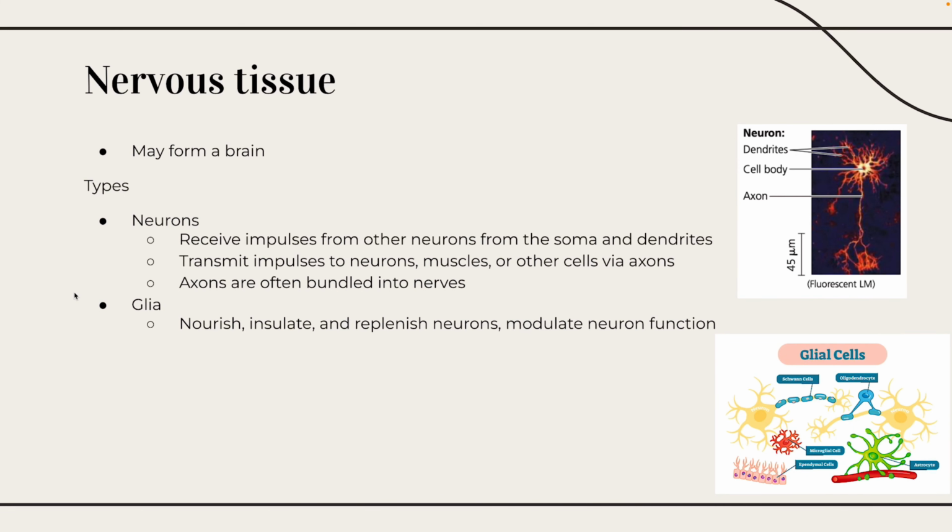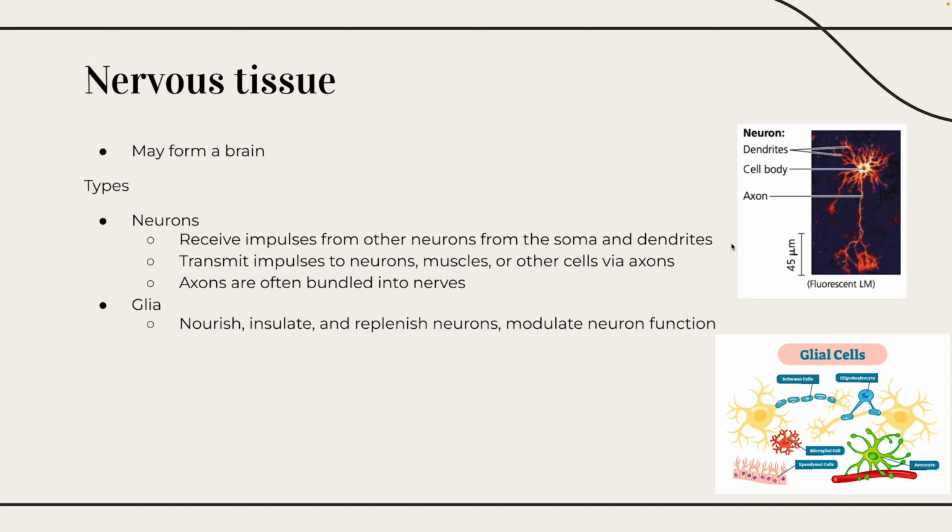Last up is nervous tissue, and depending on the organism, nervous tissue may form a brain. For example, humans have a brain, but jellyfish only have a nerve net made out of their nervous tissue. There are two types of nervous tissue cells to know. First are neurons.